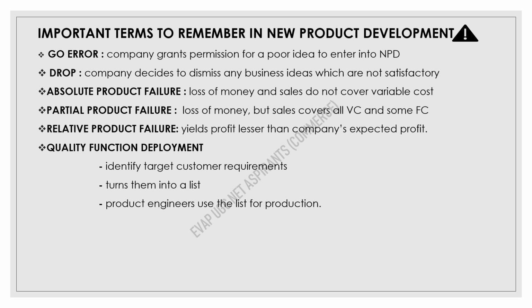Next is quality function deployment. What is quality function deployment? It helps to identify target customer requirements and then it turns the requirements into a list and then it produces the list to the product engineers who use the list for the production of the product. That is called quality function deployment.